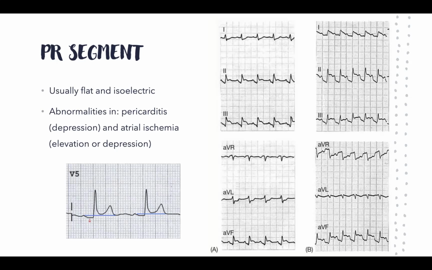In particular, it can be elevated or depressed in atrial ischemia, or in pericarditis it can also be depressed. So here we can see some depression, and this ECG is taken from a patient with pericarditis. Here we can see the P wave, and we've got an elevation, and we can also see some depression of the PR segment as well. And this is with ischemic changes in the heart.